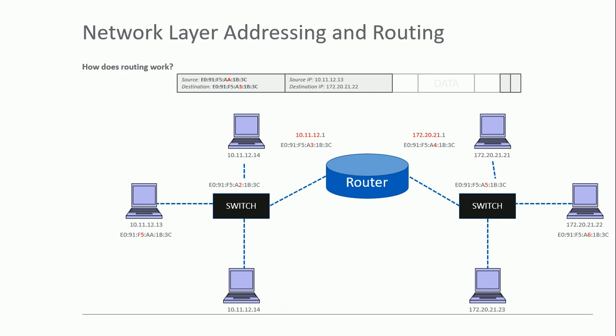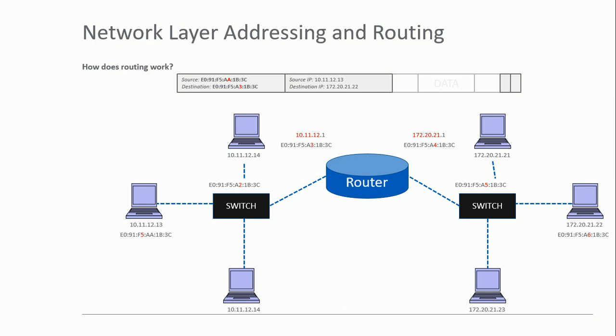Now look at my packet header, which is the second header in there. The data link layer is encapsulating that packet header. My source IP is 10.11.12.13, and that's going to be the little computer all the way on the left. And my destination IP is 172.20.21.22, which is the computer all the way to the right. So I want to get traffic from the computer on the left all the way to the right.